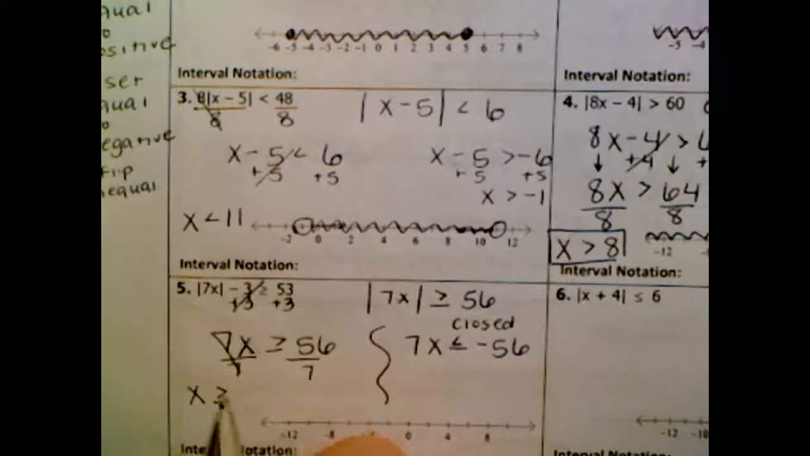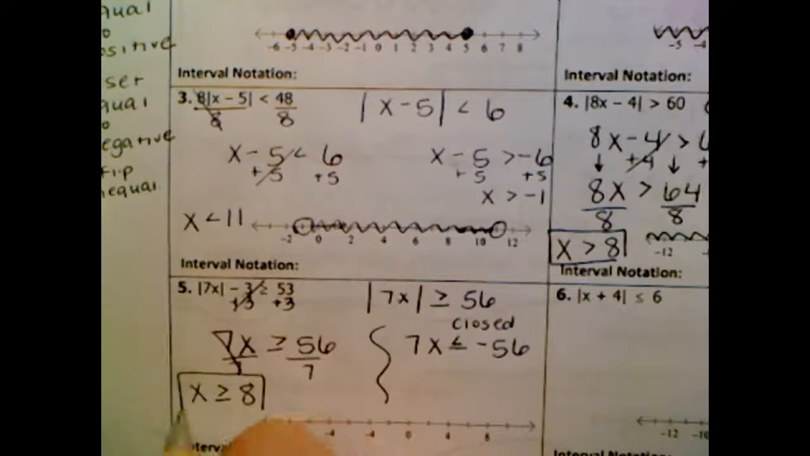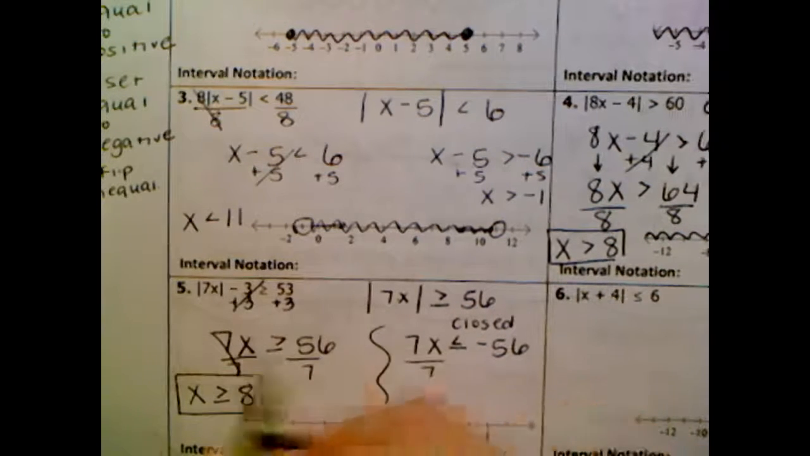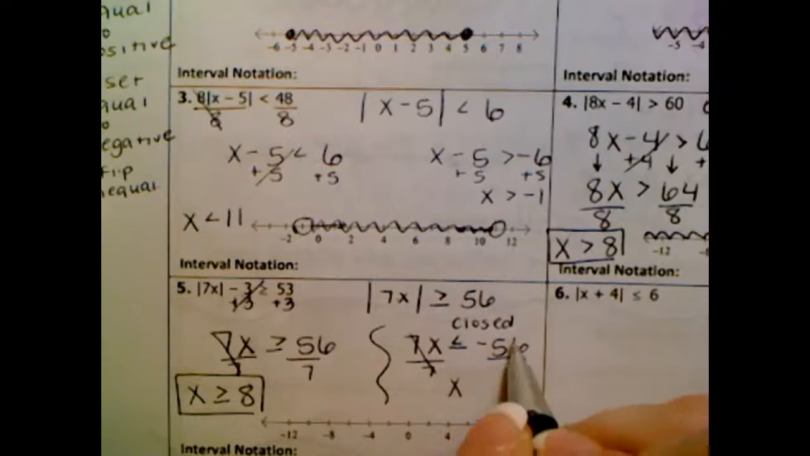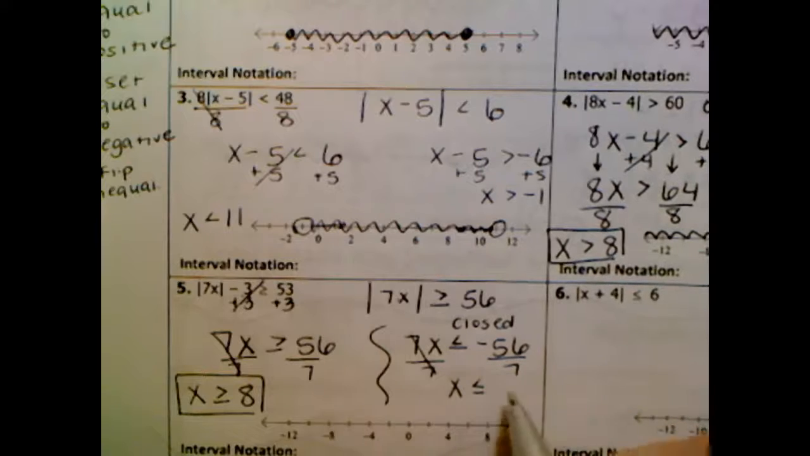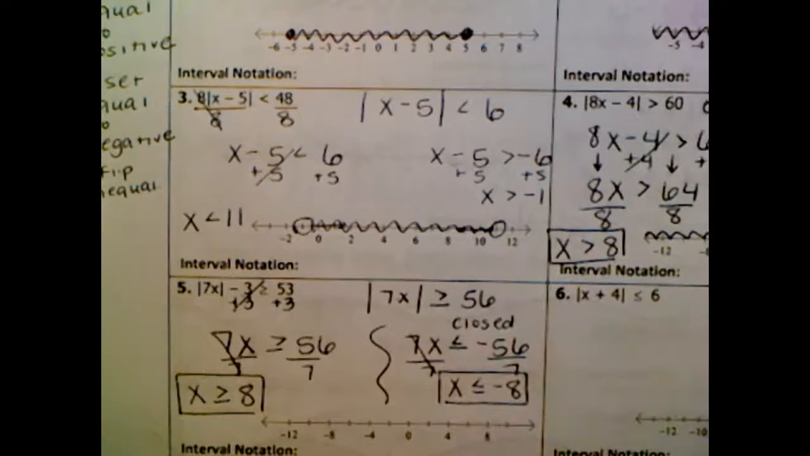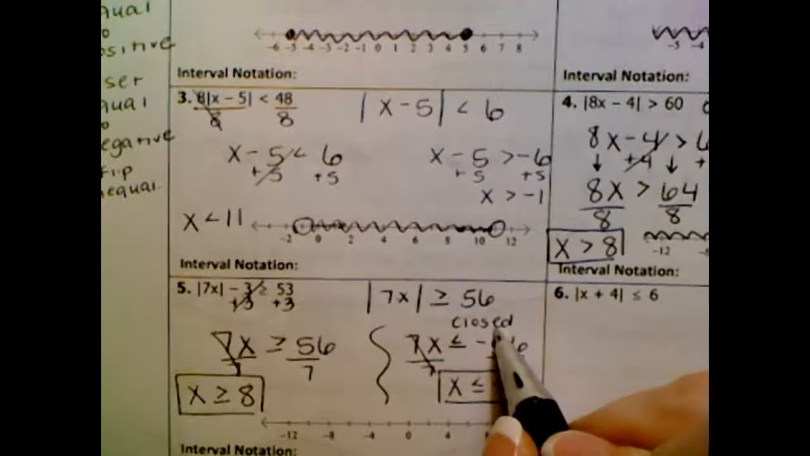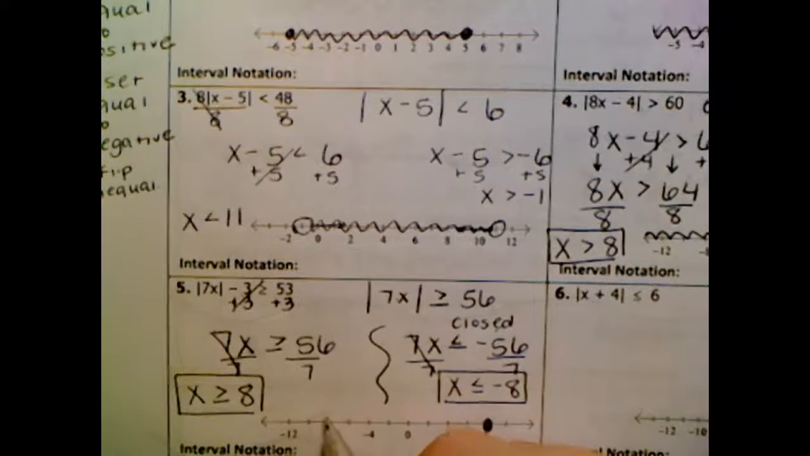56 divided by 7 gives me +8. I divided on this one, so I'm dividing on this one. -56 divided by 7 gives me -8. Closed circles is what I've already said. So at 8, put a closed circle. At -8, put a closed circle.